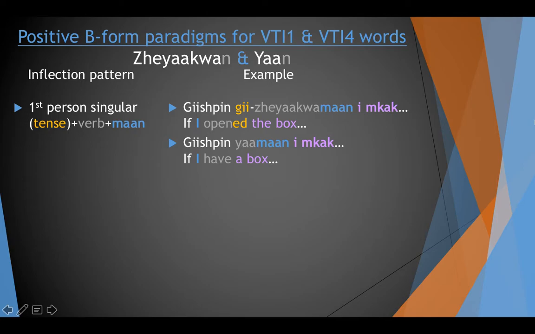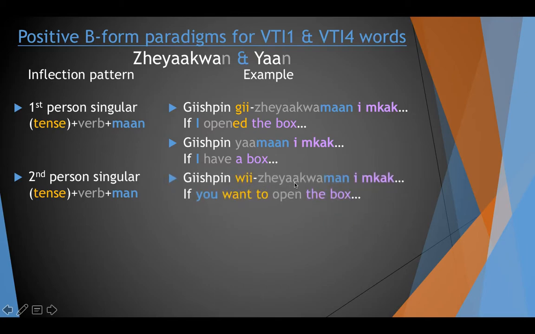Alright, moving on to second person singular. So instead of a mon suffix, we have a mun suffix. So same pattern as our first person singular. We're just changing our mons to muns. So gishbin wi jeakwaman imkuk, if you want to open the box. So again, that's all color coded. Gishbin, if; wi, want to; jeakwa, open; mun, you; imkuk, the box.